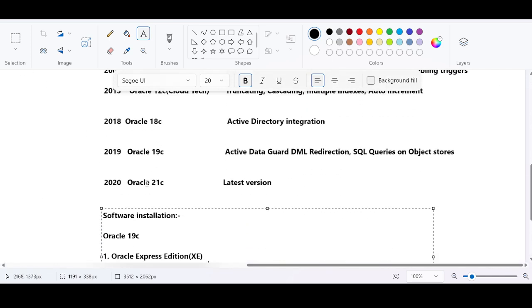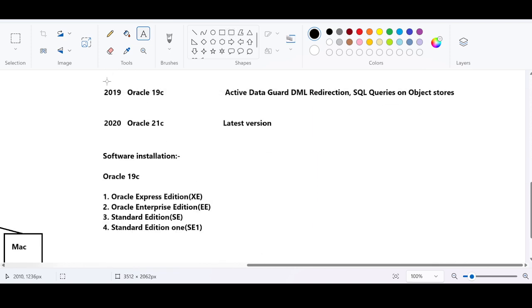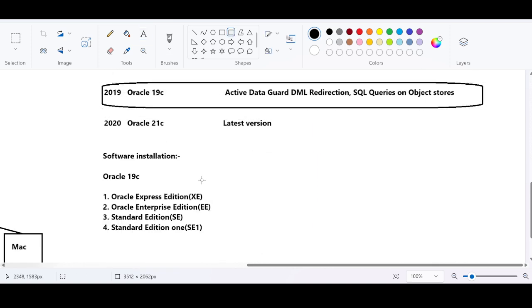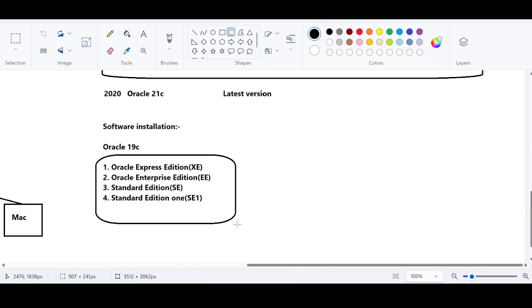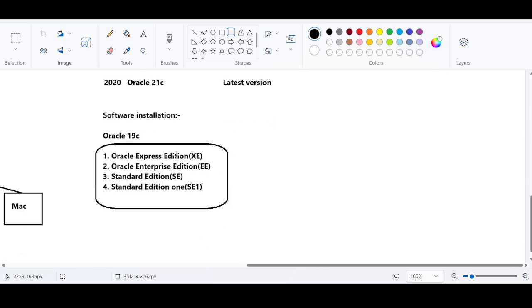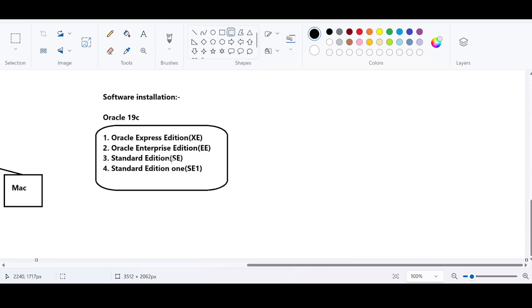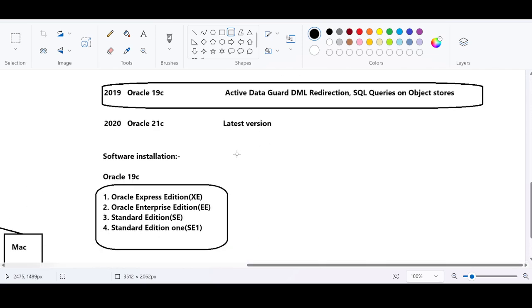When you talk about versions, the latest version is 21c, but we are learning 19c. We are learning this one. But when you are talking about editions, again you will get this many editions. What is a version and what is an edition? That understanding is required, right?